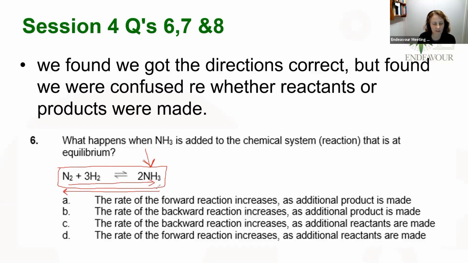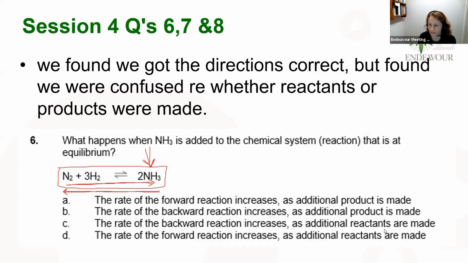Which situation matches the addition of ammonia in this equilibrium? The rate of the forward reaction increases. So this is a forward reaction in that direction. As additional product is made, the rate of the backward reaction increases. That's this way. As additional product is made, the rate of the backward reaction increases as additional reactants are made, or the rate of the forward reaction increases as additional reactants are made.